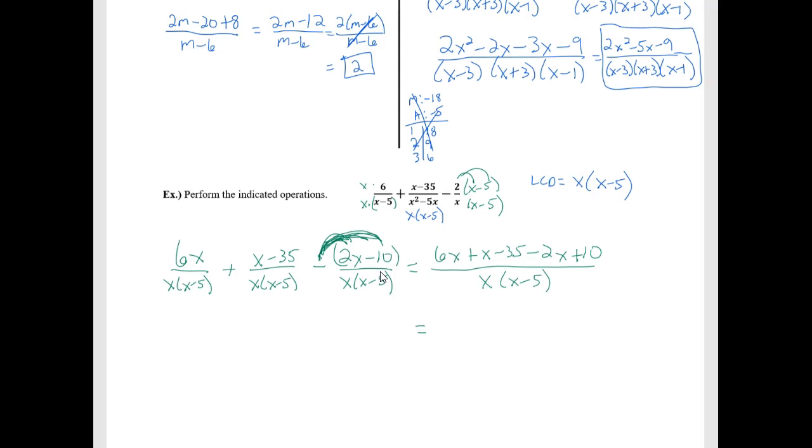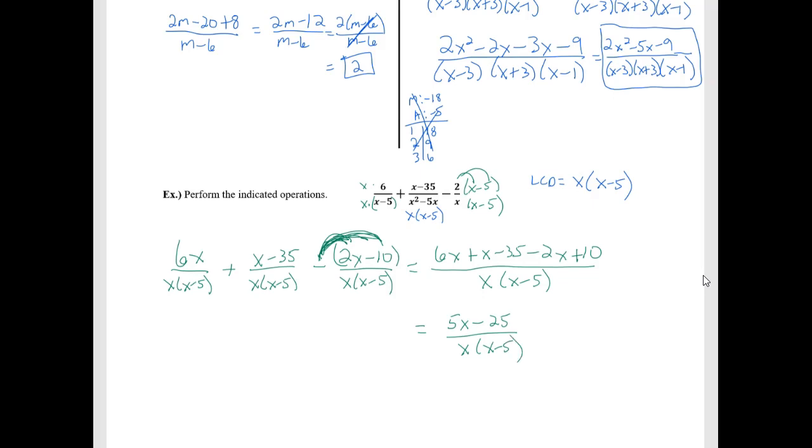I combine my like terms. 6x plus x is 7x. Minus 2x would be 5x. So 7 minus 2 is 5x. And then a negative 35 plus 10 would be negative 25. All over our LCD.